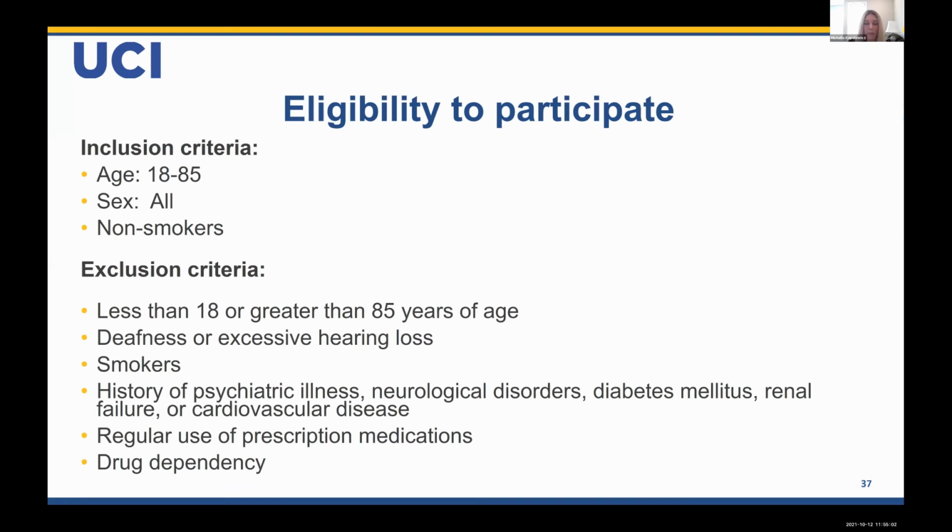And if anybody here might be interested in participating in the study, the participants that we need should be between the age of 18 and 85, all sexes and non-smokers. And if you are not in that age range, or if you have severe hearing loss, so some hearing loss is fine, but severe hearing loss, if you can't hear the sounds, we won't be able to do these tests. And any history of psychiatric illness, neurological disorders, diabetes, or kidney failure, or cardiovascular diseases, we wouldn't be able to have anybody participate with any of those impairments.